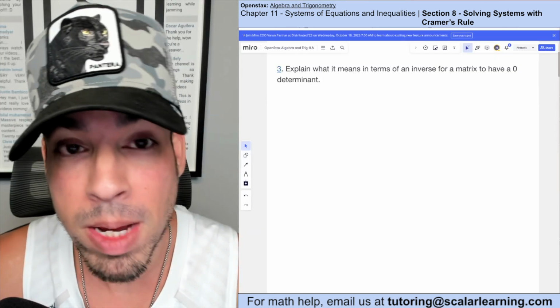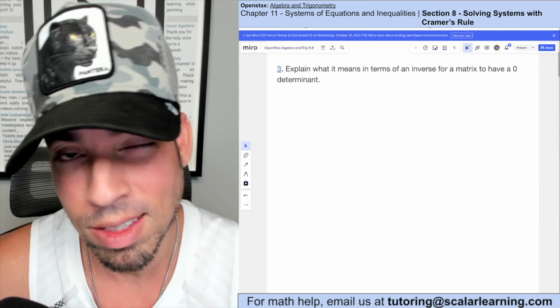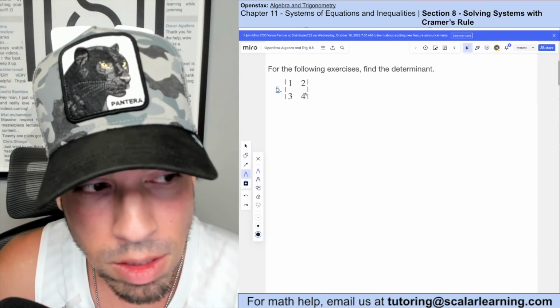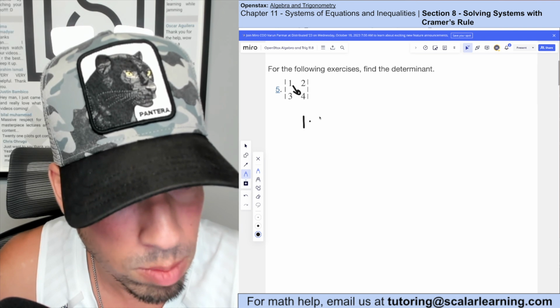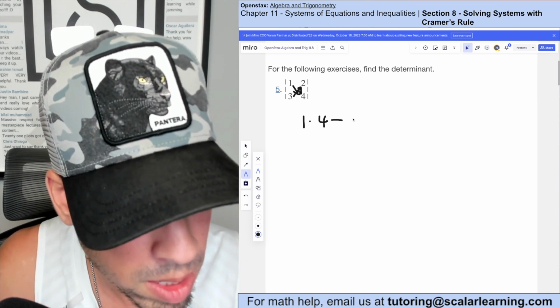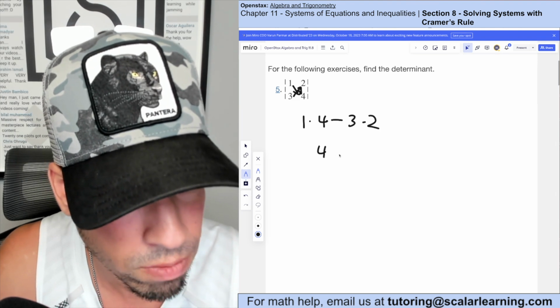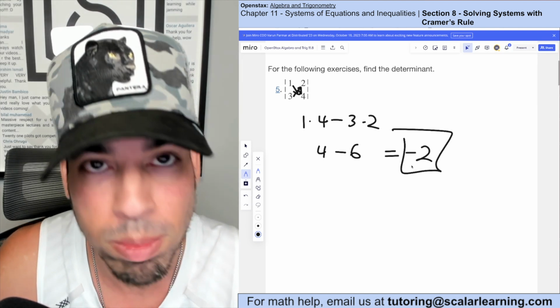Done. So if a matrix has a determinant of 0, it means that the inverse of that matrix does not exist. So to find the determinant of a 2 by 2, you say this times that, so 1 times 4, and then it's minus this times this, so minus 3 times 2, so that's 4 minus 6, which equals a determinant of -2, boom, done.